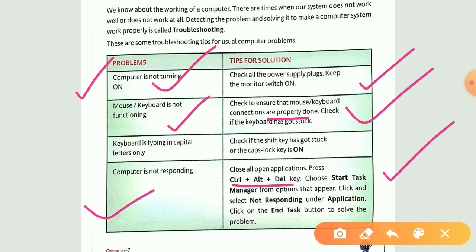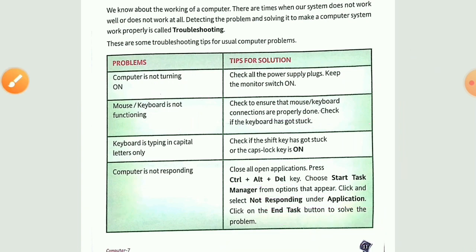Then choose Start Task Manager from the options that appear. When you press the Ctrl plus Alt plus Delete keys, you might get a window popping up. Yes, and the title is what? Start Task Manager. Click and select Not Responding under Application. Some applications you might see over there, with the name of the application that is not responding written. Now click on the End Task button to solve the problem.